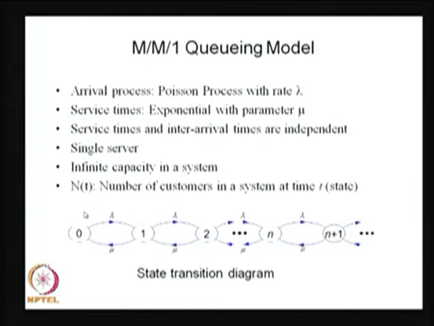Therefore, N(t) is a Markov process. Since the state space is discrete, this is a Markov chain. Therefore, this is a continuous time Markov chain. Therefore, N(t) is a CTMC. So, one can write the state transition diagram for this CTMC.